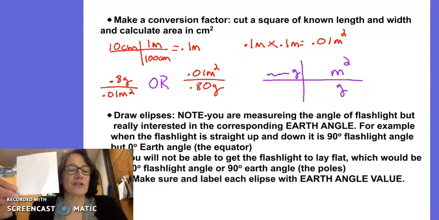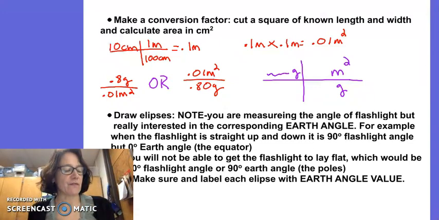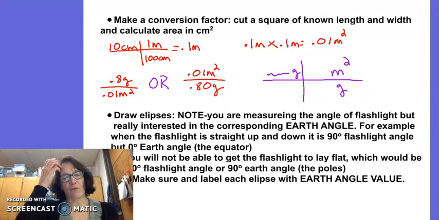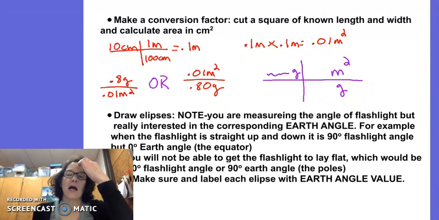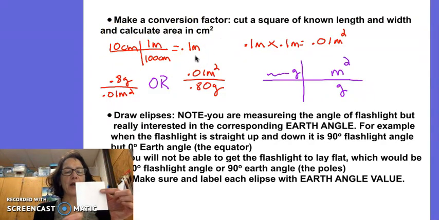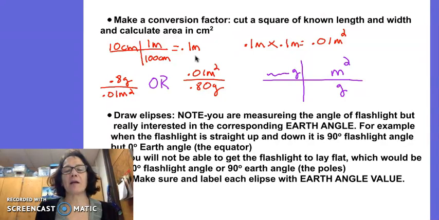When I look up a reference value for the energy per unit area that strikes the surface of the earth, it's usually expressed as watts per meter squared. So that's the unit we're going to use in our calculations. It's easiest when you do that conversion to first convert your centimeters into meters, as I've done here. So my square is 0.1 meters on each side, and 0.1 meters times 0.1 meters is 0.01 meters squared.